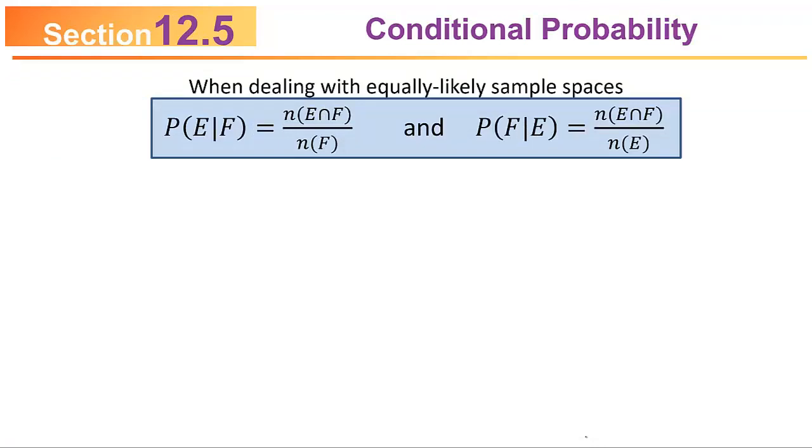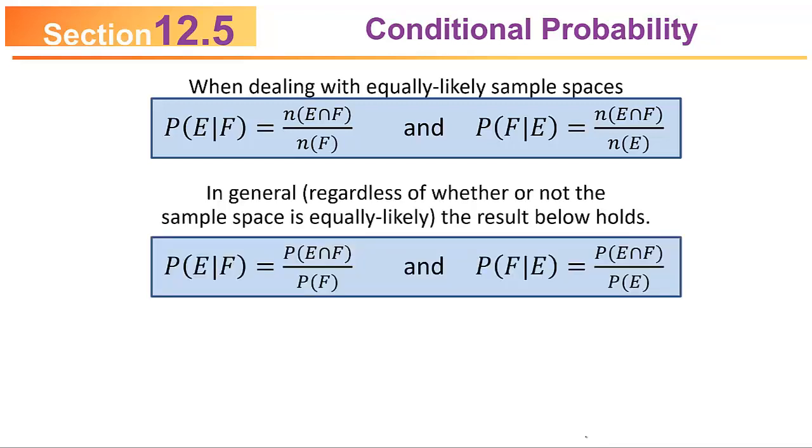Now, I did this as if we're dealing with equally likely sample spaces. If you are dealing with equally likely sample spaces, you can use the count. You're just counting things. If it's not equally likely, it's more complicated. The formula actually reduces to probabilities in both cases. So instead of saying the number of things in E intersect F and the number of things in F, I have to say probability both times. But most of the problems we work will be of the first type. So by and large, we can just think of it this way.